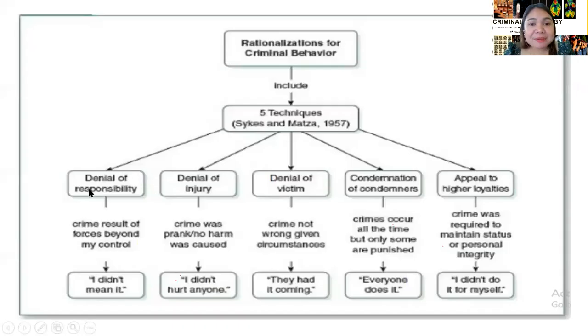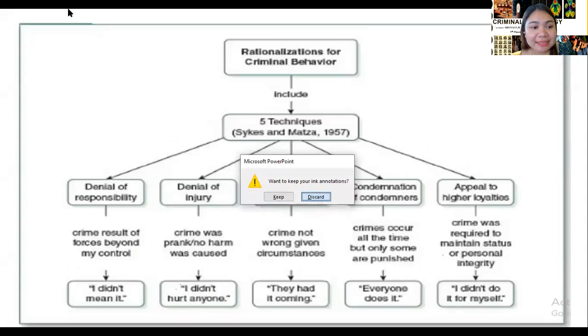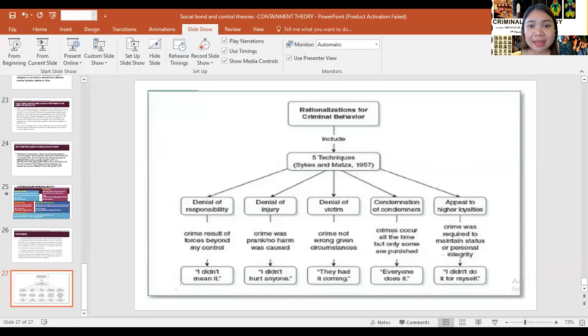So, class, before we end, let us touch on another one. Class, there are different examples as well in your module. I hope you read that.